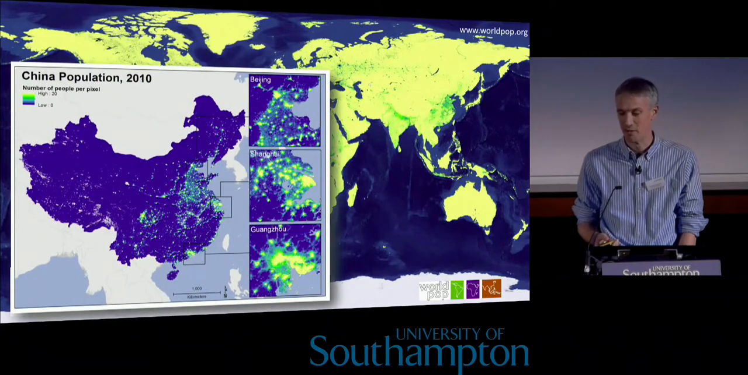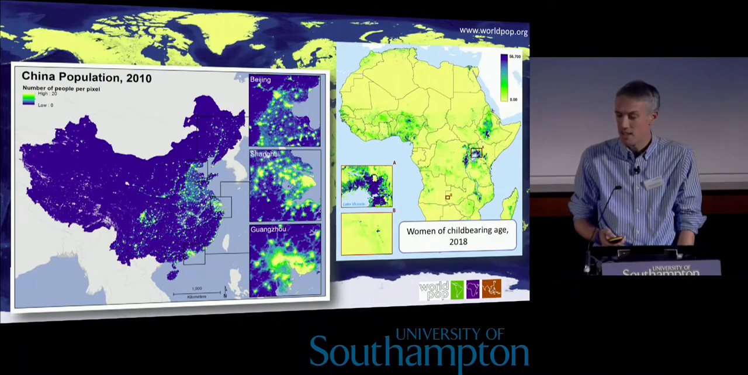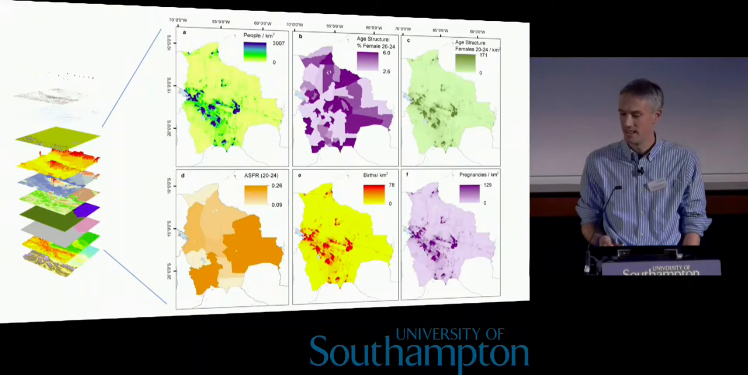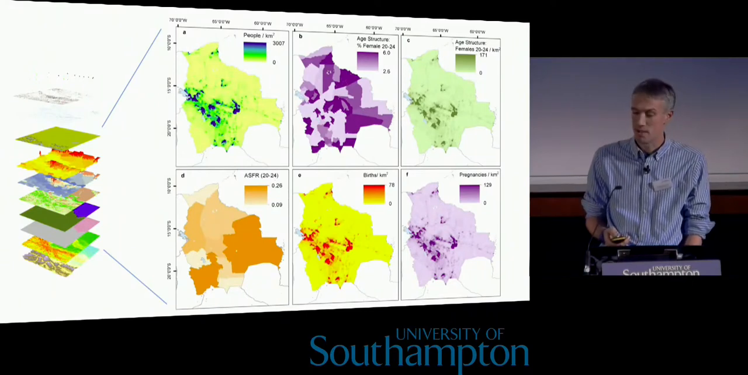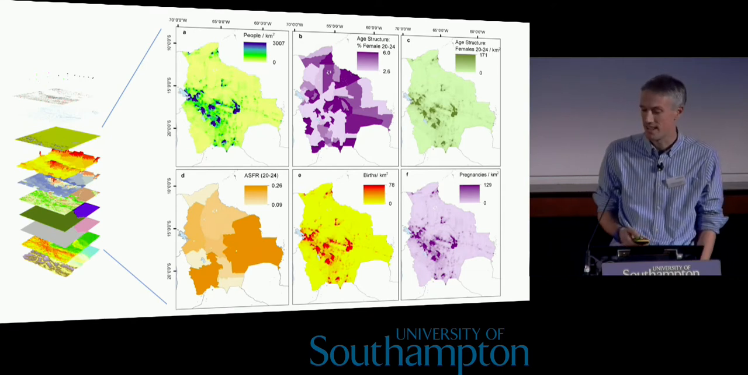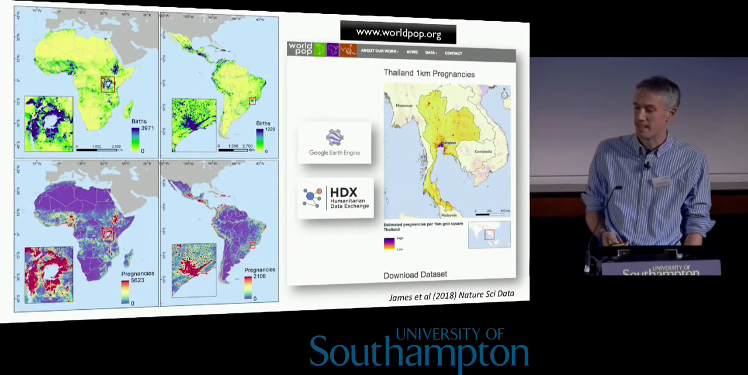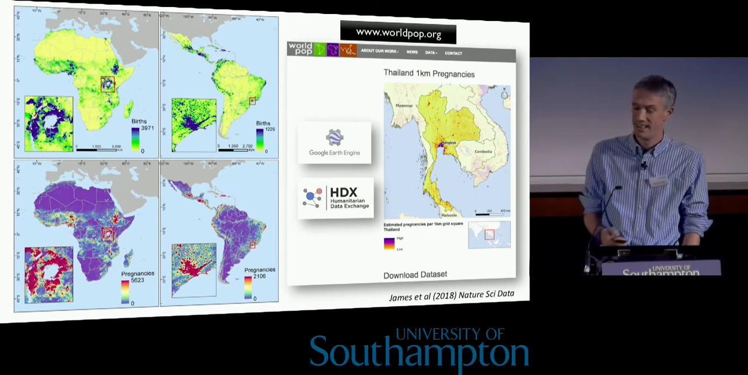We've done this over different time periods. This is China, 1990 and 2010. And in the census, we have counts of the different age and sex structures, so we can map things like women of childbearing age. We can also integrate different data sets, on the bottom there, age-specific fertility rates from demographic and health surveys, to adjust some of those data sets to estimate births, pregnancies. And all of these data sets are available for free download from the WorldPop site.